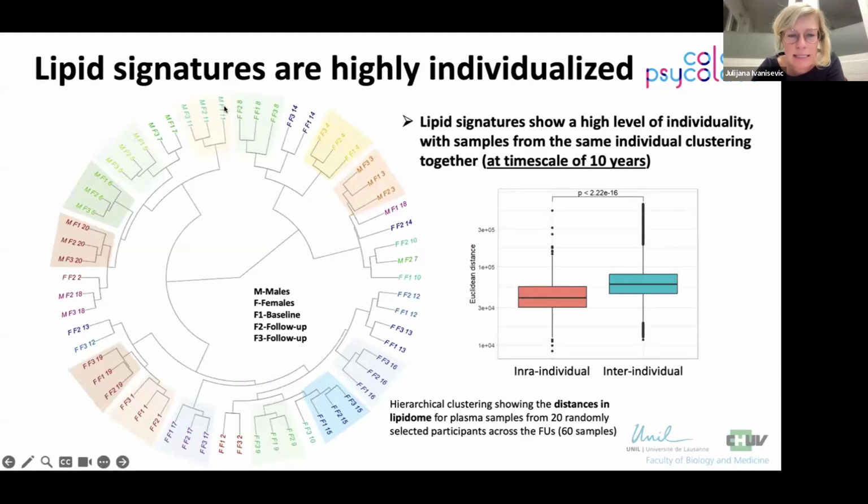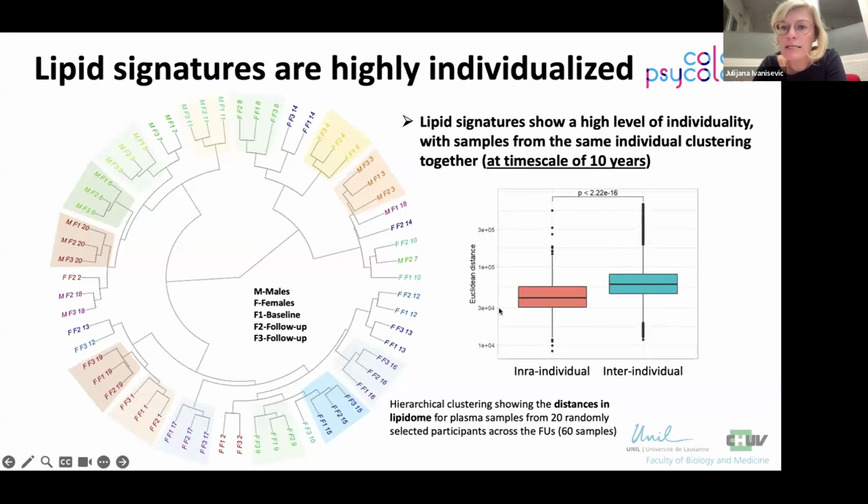And so as you can see here highlighted in different colors, the lipid signatures indeed show a very high level of individuality with the samples from the same individual clustering together, and this at a time scale of 10 years. And please consider that, of course, similar results were obtained by successive resampling of different samples from different individuals.